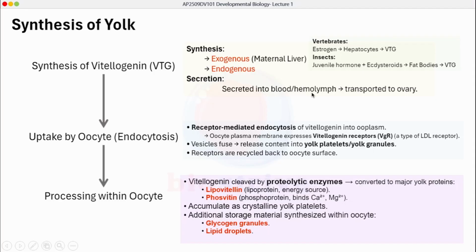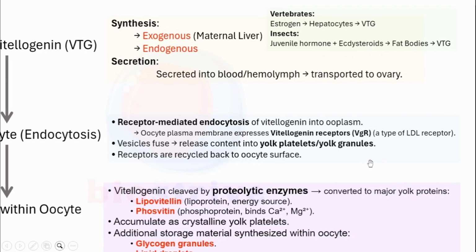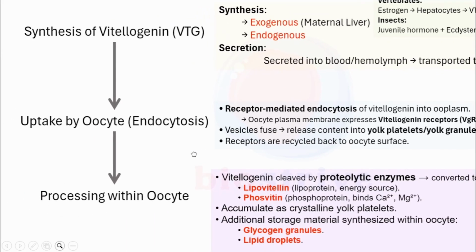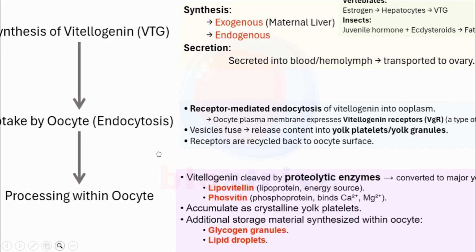Then in the case of the oocyte, there is endocytosis, or specifically we can say receptor-mediated endocytosis of vitellogenin into the ooplasm. The plasma membrane of the oocyte has vitellogenin-specific receptors, which are a type of LDL receptor, and when uptake occurs, vesicle fusion takes place and receptors are recycled back. That's how the uptake of vitellogenin takes place in the oocyte.